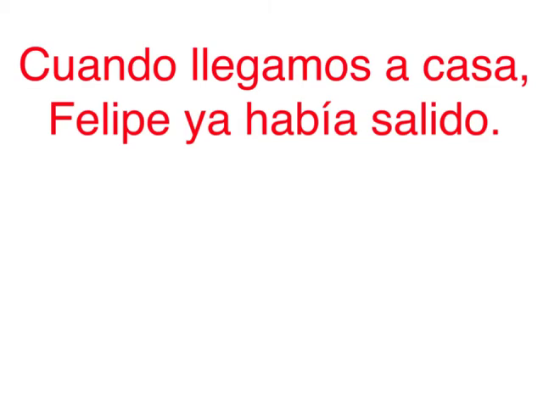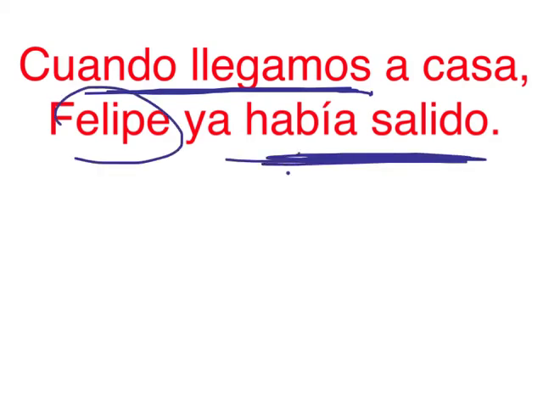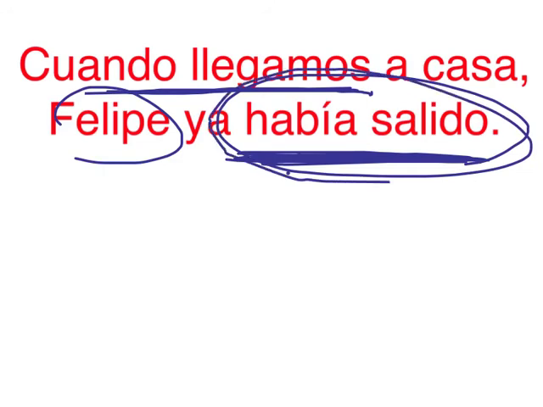Here's another example. Cuando llegamos a casa, Felipe ya había salido. So ask yourself this question: which action came first? Felipe left or we arrived home? Well, the pluperfect indicative, or the past perfect indicative, tells us that this action occurred before we arrived home. That's why this is the pluperfect or the past perfect. When we arrived home, Felipe had already left.